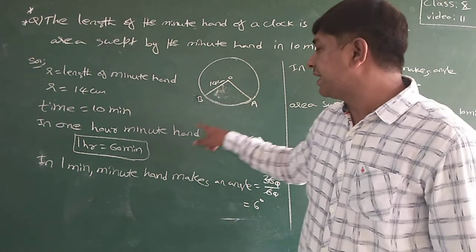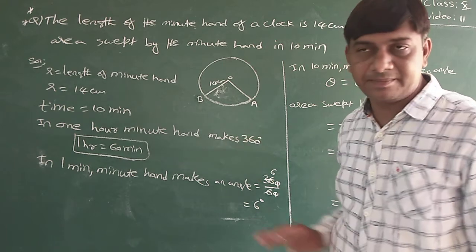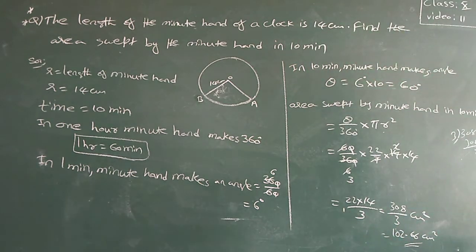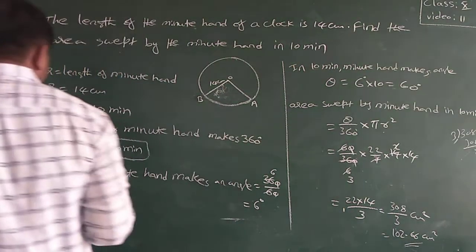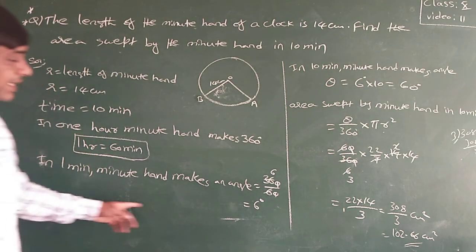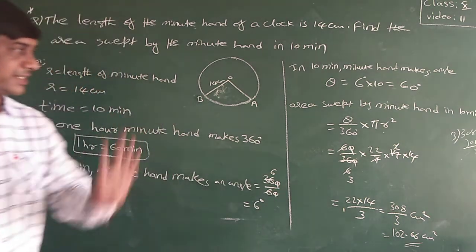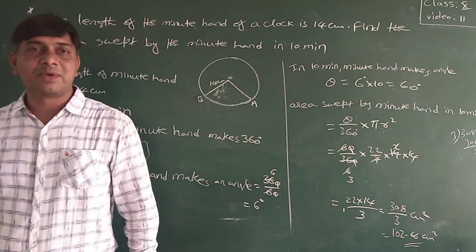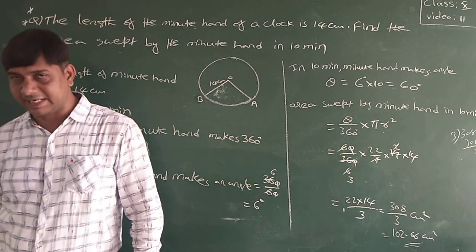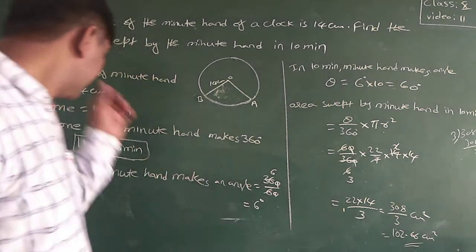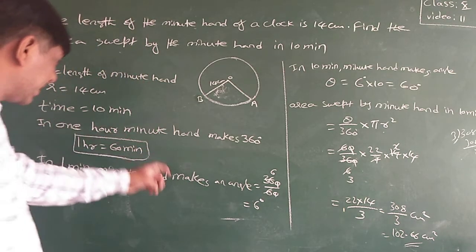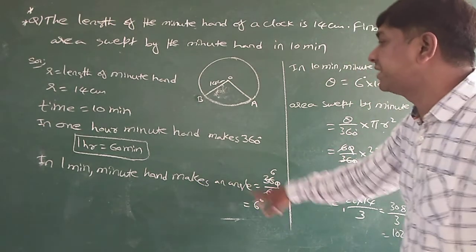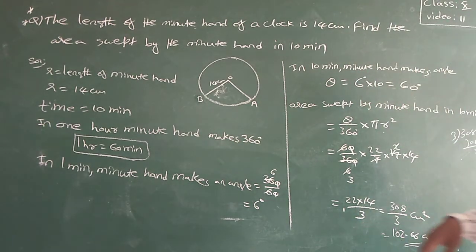In 1 hour, the minute hand makes a 360 degrees angle. That means 1 hour is equal to 60 minutes. In 1 minute, the minute hand makes an angle equal to 360 by 60, that is 6 degrees. Actually, we can remember it: the minute hand makes 6 degrees every minute, and the hour hand makes half a degree every minute. Now in 10 minutes, the minute hand makes 6 into 10, 60 degrees angle.